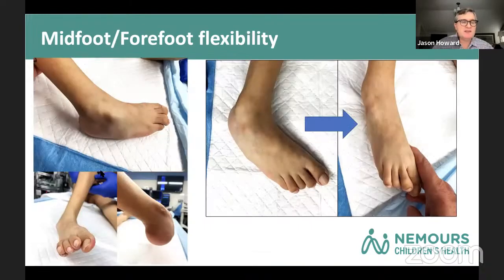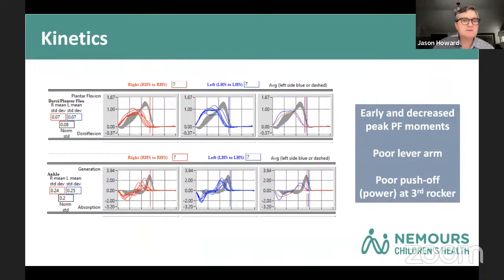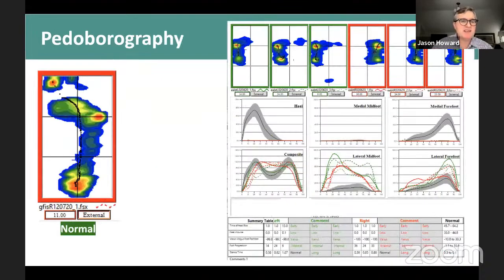So before you do anything, you need to look at the flexibility of the foot. So this is not him, but you can see in the operating room for this kid, he has some flexibility, but the hindfoot was not flexible enough in our case to avoid a bony procedure. I'm just going to fly through these a little bit because we're getting on a bit, but this is just his gait tracings. Here you can see his pedobarography.